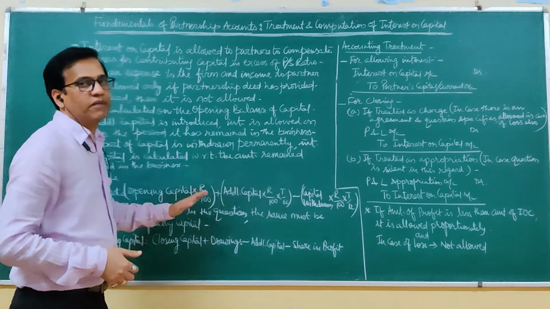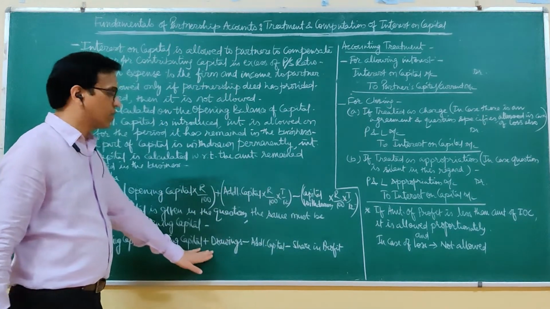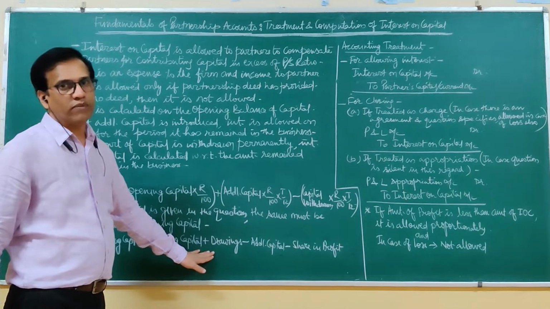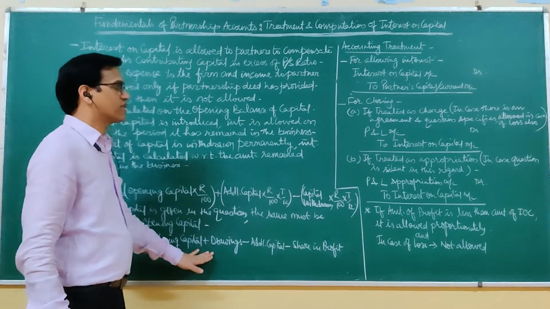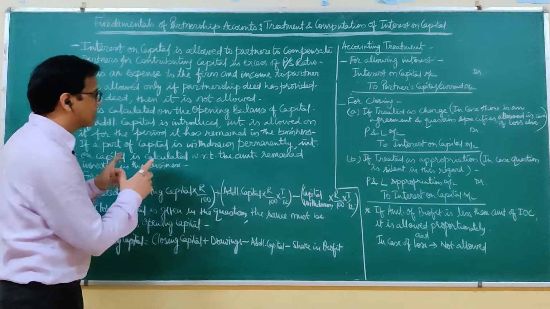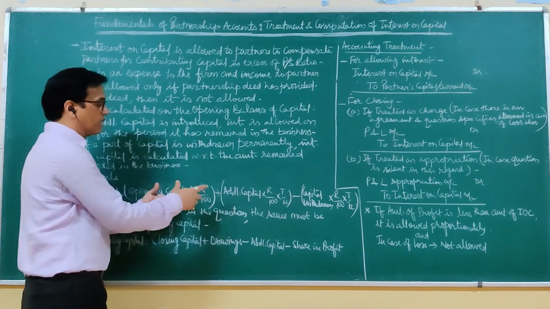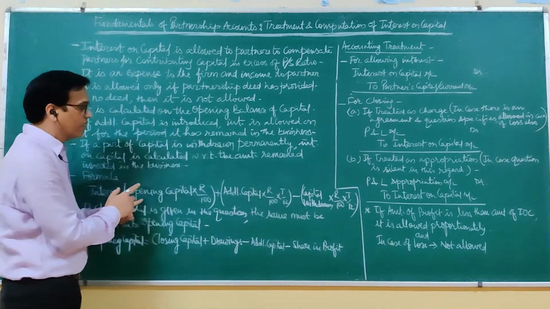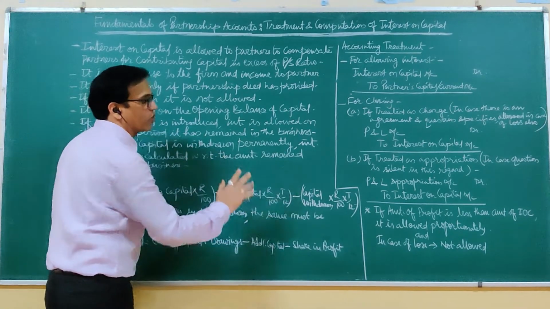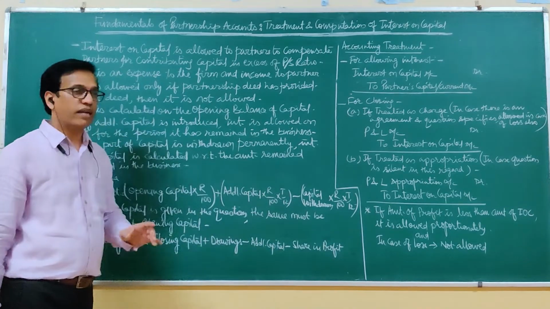So if closing capital is given, we will convert that closing capital by using this formula into opening capital, and then we will calculate interest. So in a nutshell, we have to say that this formula is to be used in the question. These three pieces of information we may be given, and all three are to be used, right?